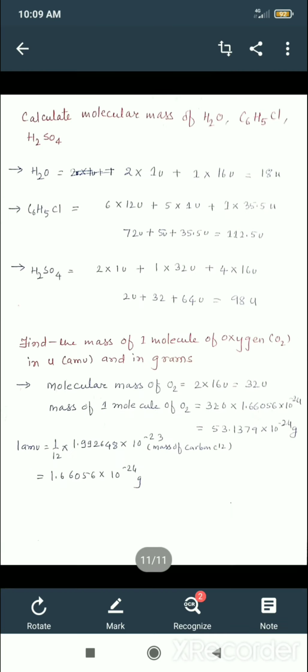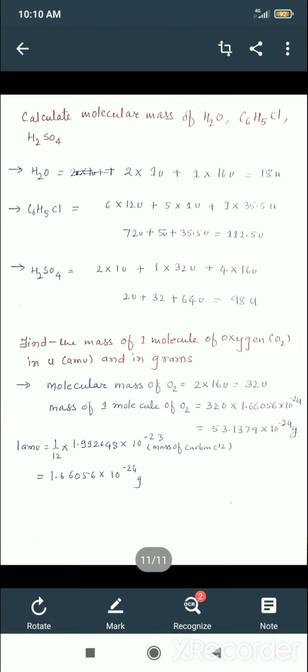So what about H2SO4? Students, what about H2SO4? Hydrogen is 1. 2 hydrogens are there, 2 into 1, 2. Sulfur is 32, into 1, that is 32. And 4 oxygens, that is 64. 2 plus 32 plus 64. The answer is 98 molecular mass.